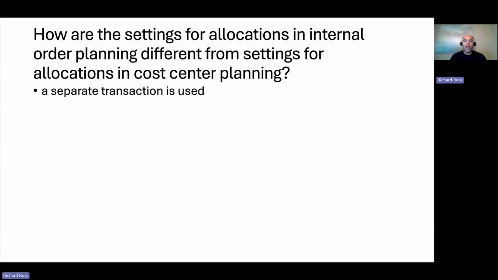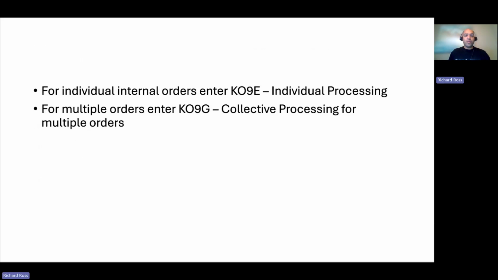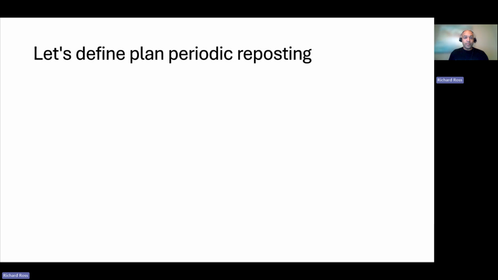How are the settings for allocations in internal order planning different from the settings for allocations in cost center planning? A separate transaction is used. Menu path to execute a planned statement: Accounting, Controlling, Internal Orders, Planning, Allocations, Settlement. For individual internal orders, enter KO9E, individual processing. For multiple orders, collective processing for multiple orders.